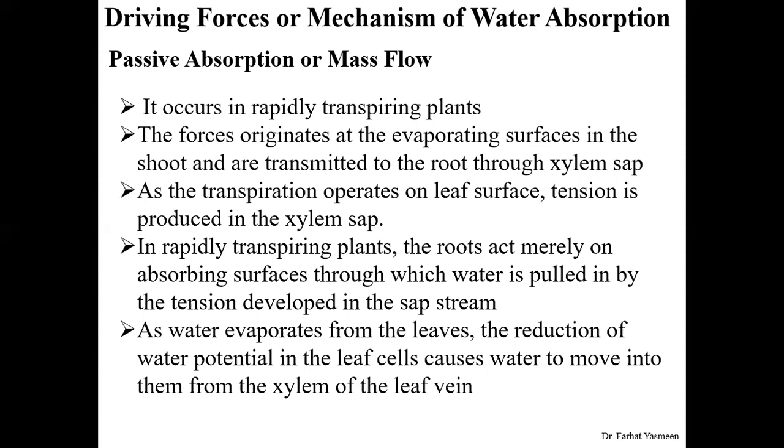Transpiration is more because water is lost from the stomata, and water moves from the guard cells through the mesophyll tissues. The water content decreases in the mesophyll tissues, and water will move from the vein into the mesophyll tissues, and then from the vein a cohesive column develops, which takes this tension to the root, where mass absorption will take place. As transpiration operates on the leaf surface, tension is produced in the xylem sap.